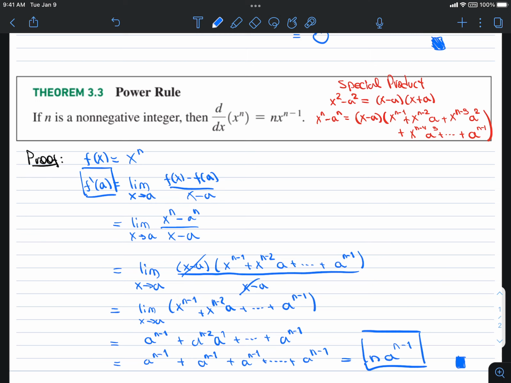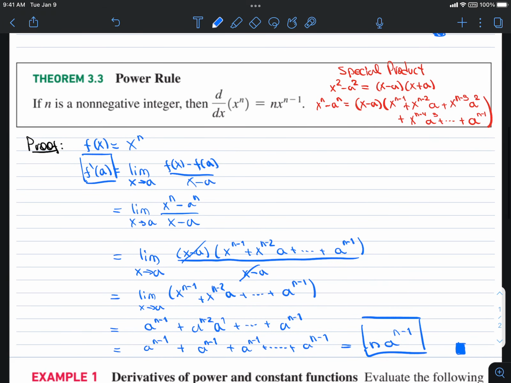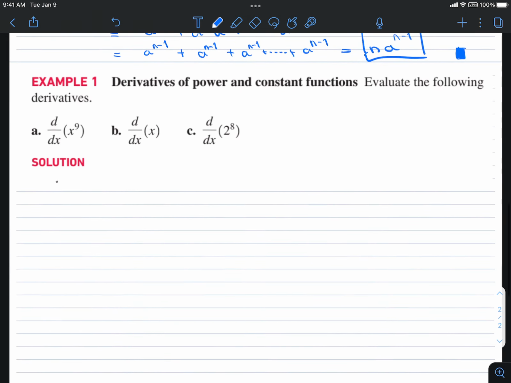This is good policy when you're done with proofs, to indicate that you're done. But we're not going to be doing this proof all the time. We're just going to be using the result of this rule. So how do we do that?